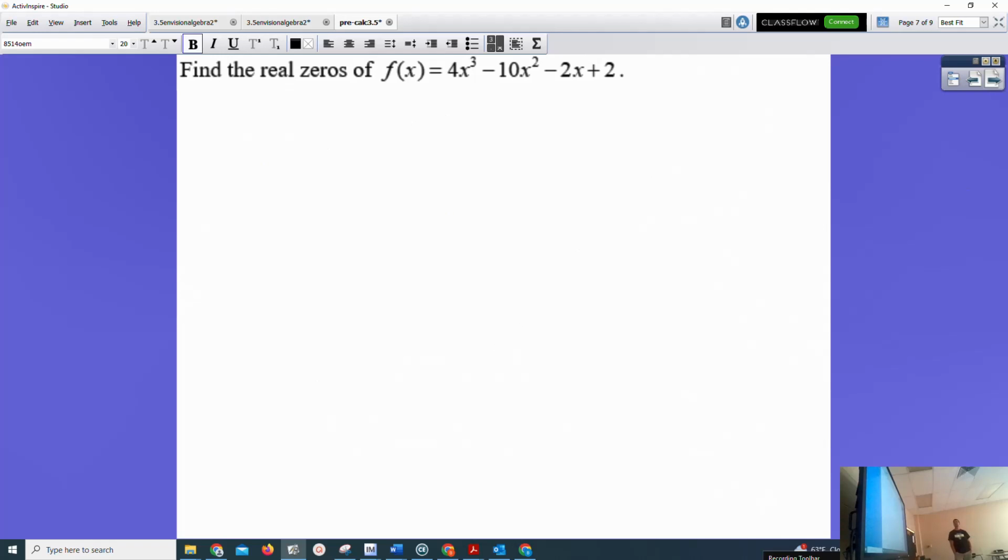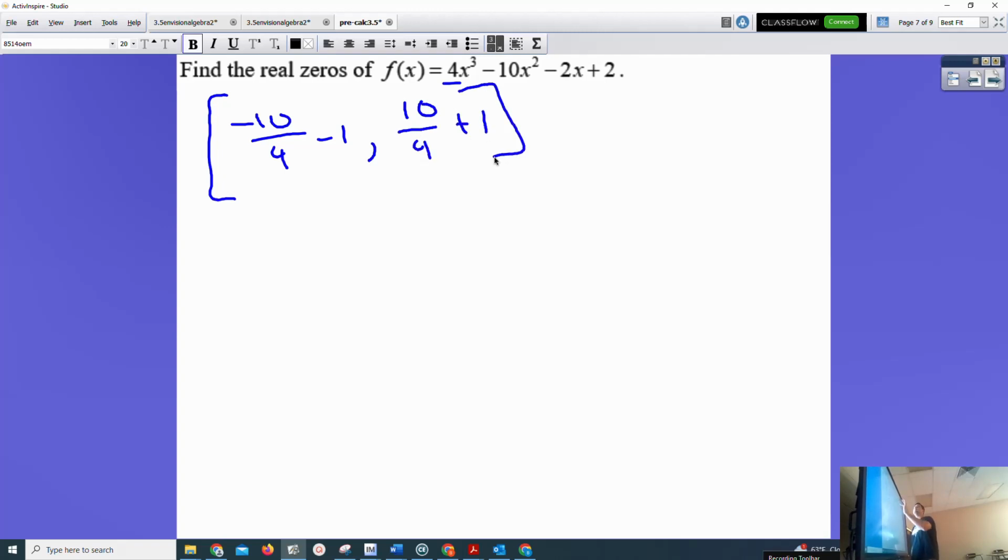All right, let's see what Gaussian's boundary says about this, or Cauchy's boundary. Let's find our interval. What's the biggest number you see? 10. So we have -10 over the a value of 4 minus 1, and we have 10 over the a value of 4 plus 1. This will be the boundary of zeros to look at.